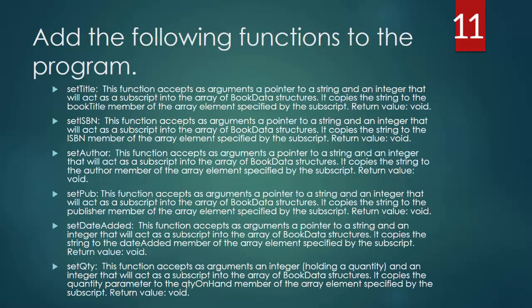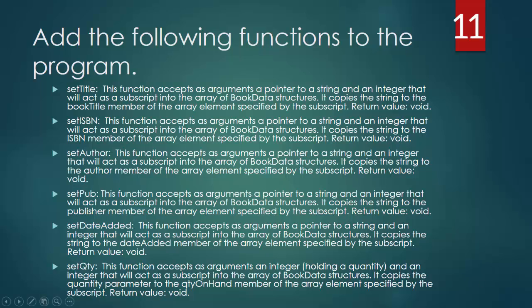Now there will be functions that will be setting up the values for these arrays. For example, setTitle. This function accepts as arguments a pointer to a string and an integer that will act as a subscript into the array of book data structures. And it copies the string to the book title member of the array element specified by the subscript. And it is a void. It doesn't return anything. The same or very similar is the ISBN, the same for author and publisher.